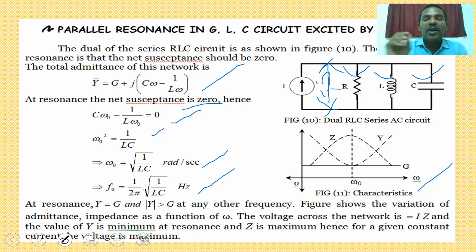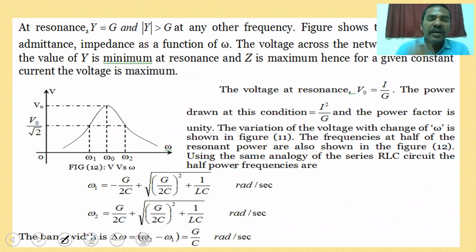There are no changes, but here, instead of voltage, we are going for the current. That's all, there are no big changes. Similarly, in the RLC series circuit we took current as the reference, because current is common. In parallel circuits, voltage is common. So we have to go for the half power frequencies with respect to voltage versus frequency. At what value do you have to take it? At half of the power value. What is the half power value? That is 0.707 V naught.